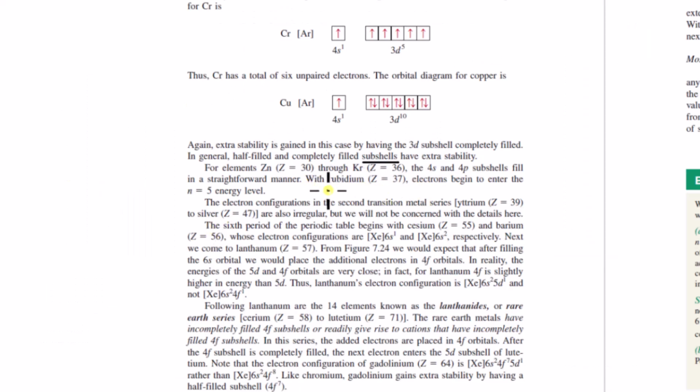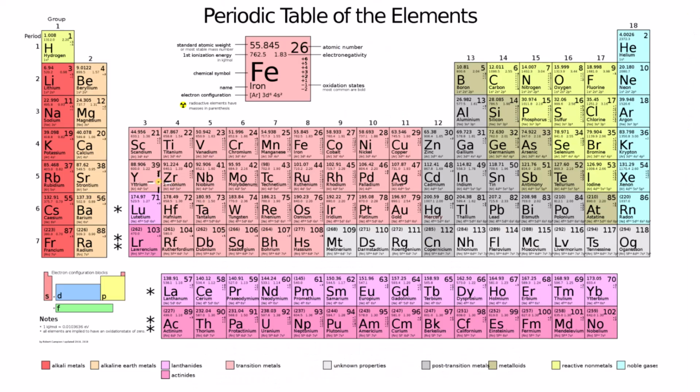Okay, so with rubidium, which is the alkali metal in period 5, the electrons begin to enter the n equals 5 energy level. The electron configurations in the second transition metal series, yttrium to silver, are also irregular, but we will not be concerned with the details here. So they're saying when you get to the second transition metal series, it's not exactly the same pattern as we did here. These also have their own kind of irregular pattern, but we're not going to go into the details of that here.